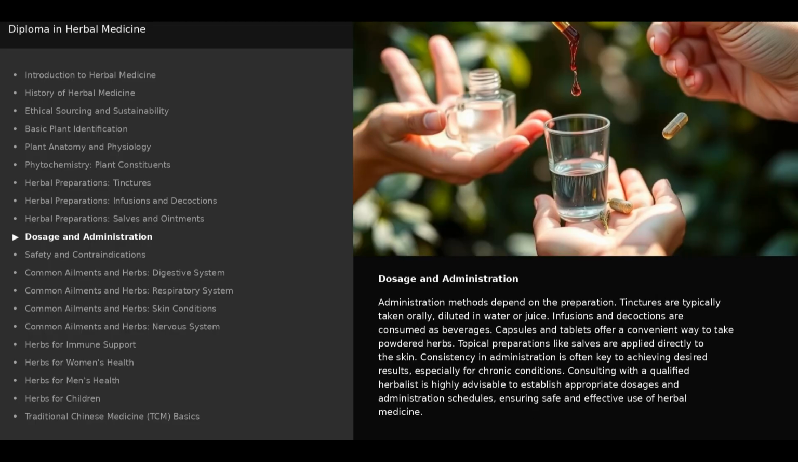Administration methods depend on the preparation. Tinctures are typically taken orally, diluted in water or juice. Infusions and decoctions are consumed as beverages. Capsules and tablets offer a convenient way to take powdered herbs. Topical preparations like salves are applied directly to the skin. Consistency in administration is often key to achieving desired results, especially for chronic conditions.